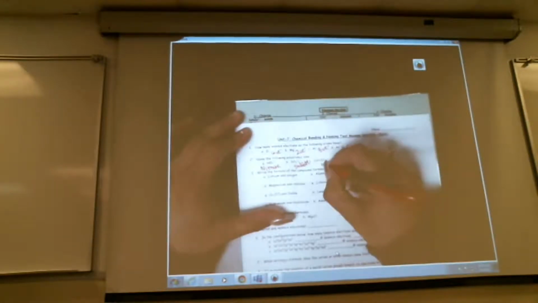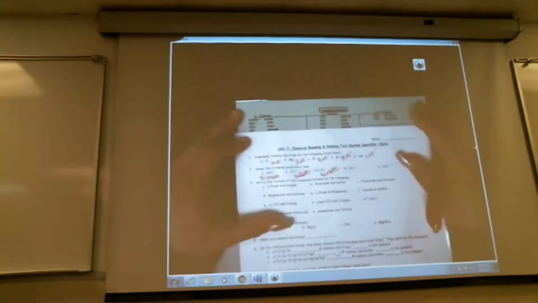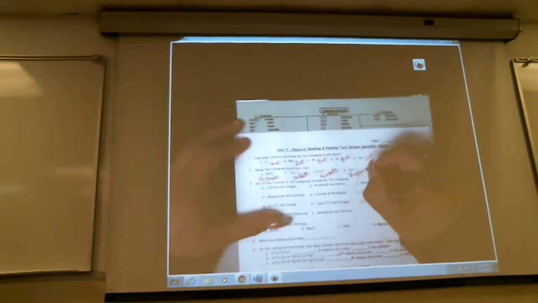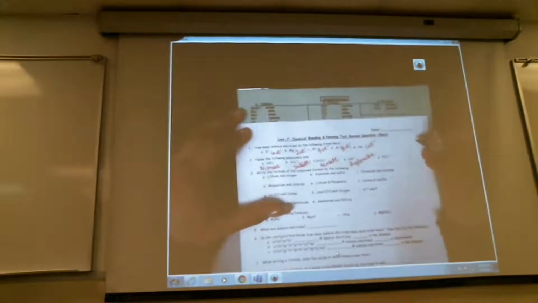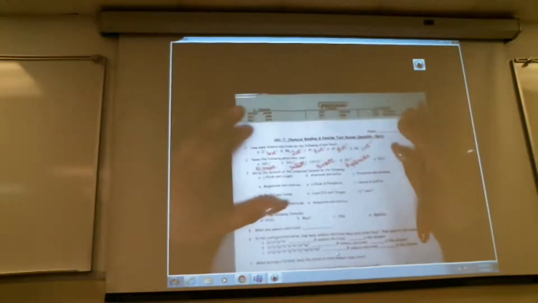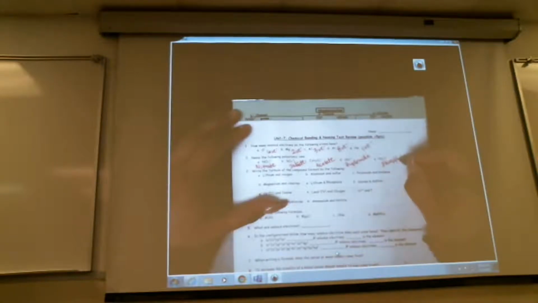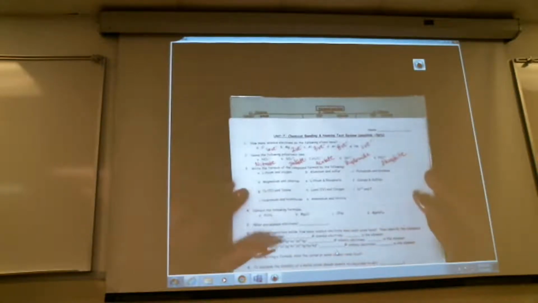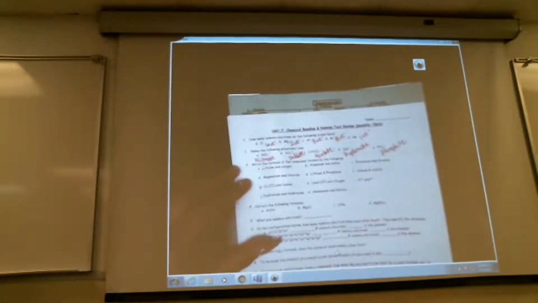C2H3O2, -1, acetate. OH, looking for OH, hydroxide. Okay. The next one, PO3, looking over here, PO3 with the -3, phosphite. Okay. So that's all they were asking from you. The next one here, write the formula for the compound formed from the following. All righty, well, we can do that.